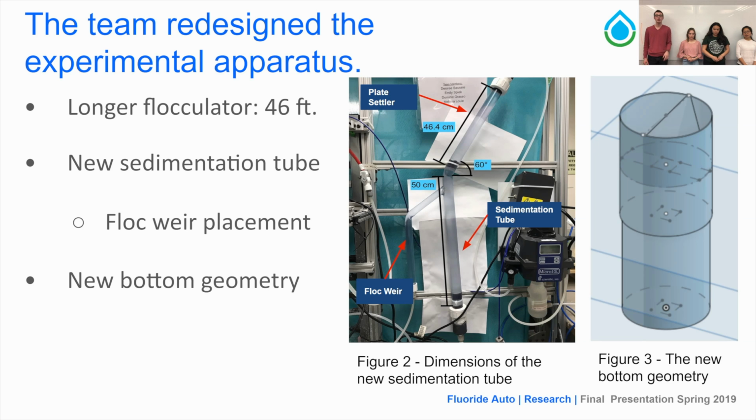Another change we made was adding a new bottom geometry, and this is basically a sort of filter that is put on the very bottom of the sedimentation tube, which alters the flow patterns of flocks and the size of the flocks that are entering the sedimentation tube, which, as Desiree will talk about later, changes the results of our experiment.